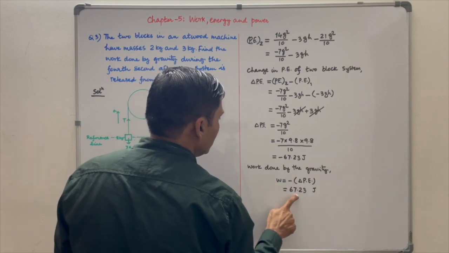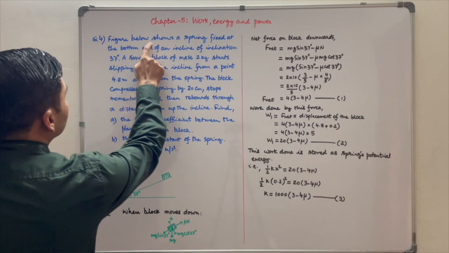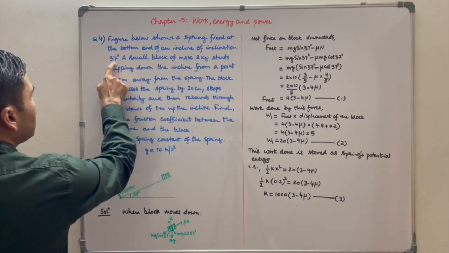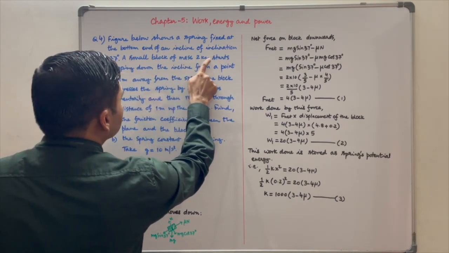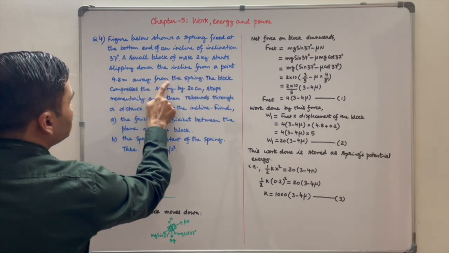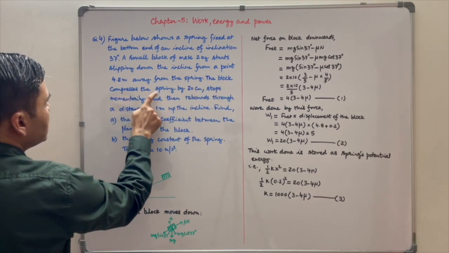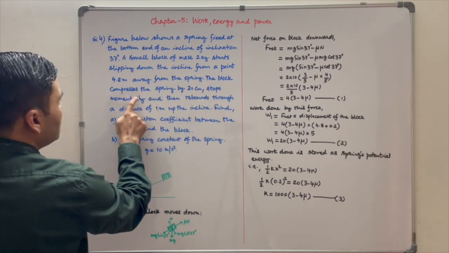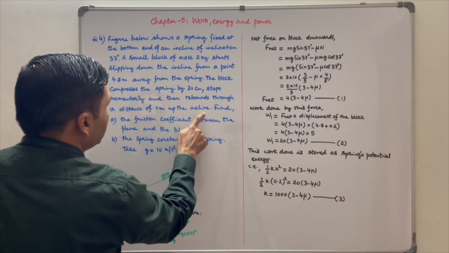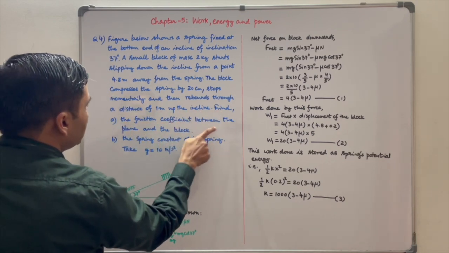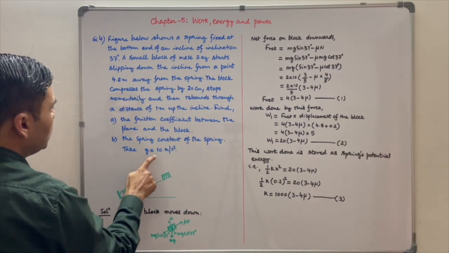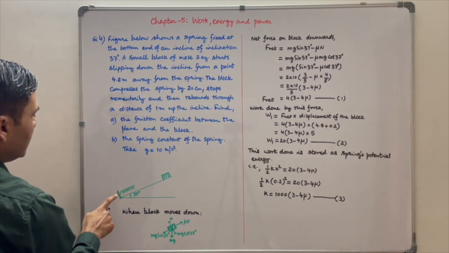Fourth question. The figure below shows a spring fixed at the bottom end of an incline of inclination 37 degree. A small block of mass 2 kg starts slipping down the incline from a point 4.8 meter away from the spring. The block compresses the spring by 20 centimeter, stops momentarily and then rebounds through a distance of 1 meter up the incline. Find the friction coefficient between the plane and the block, and the spring constant of the spring. Take g equal to 10 meter per second square. This is the figure given.